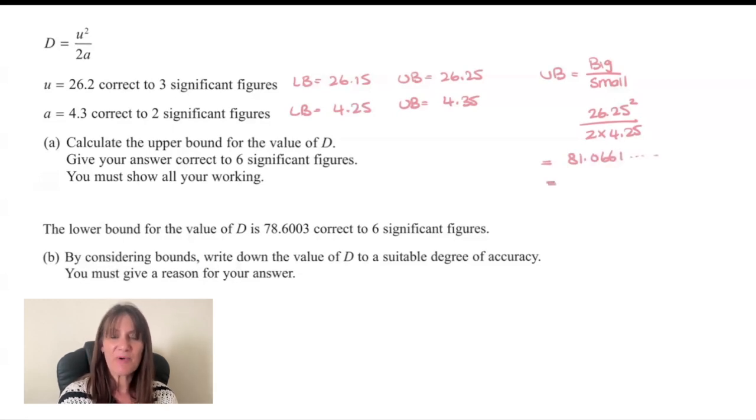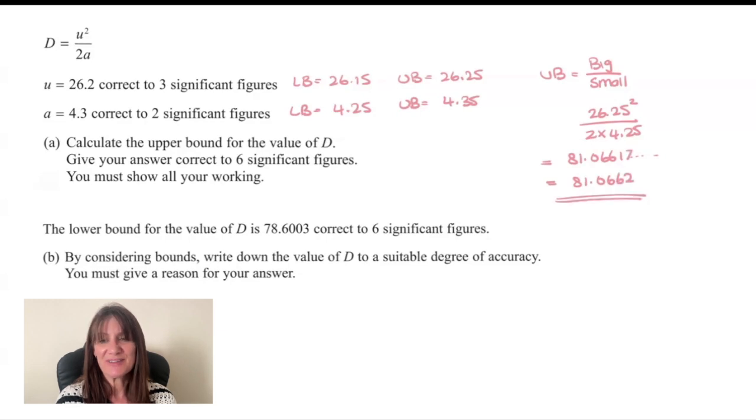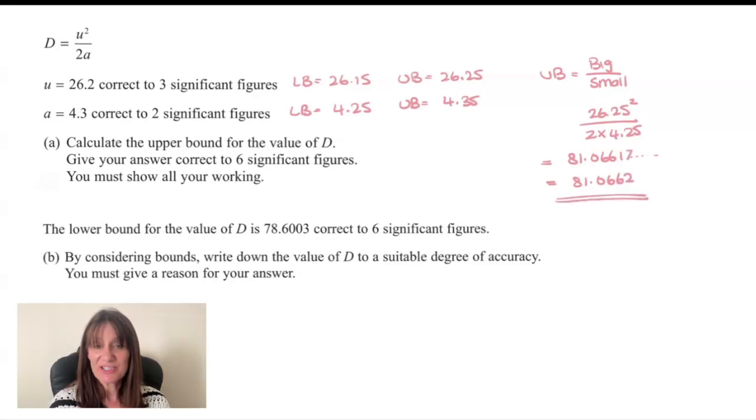Check in to see how they want that rounded. It's to 6 significant figures. So we actually needed the 7, and we've got 81.0662.